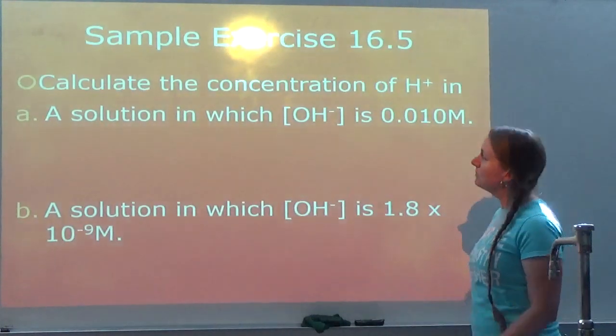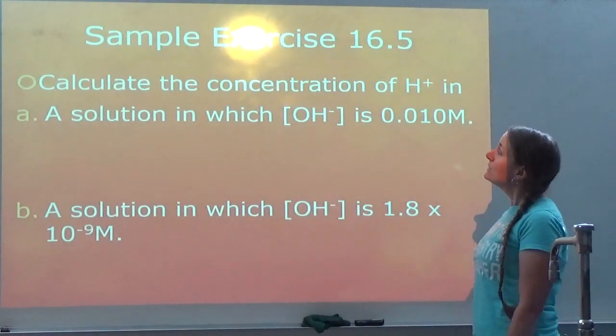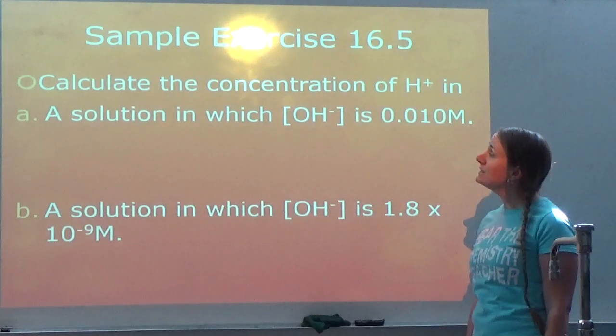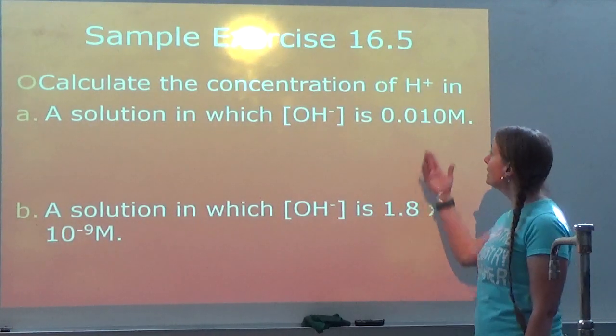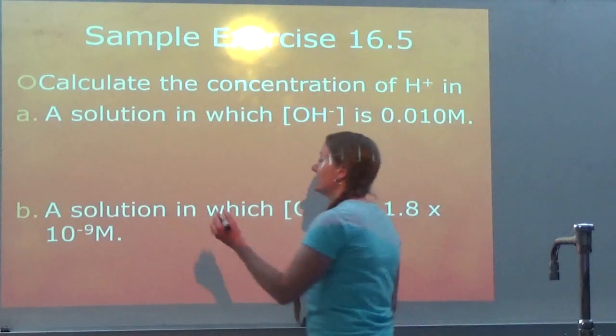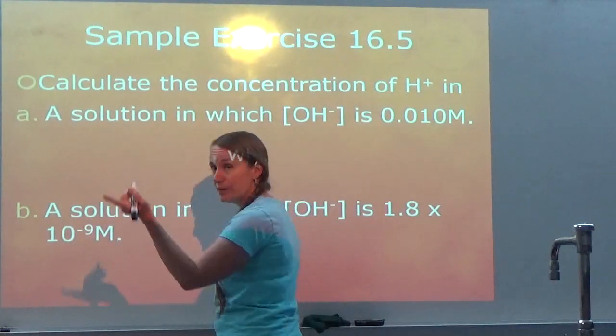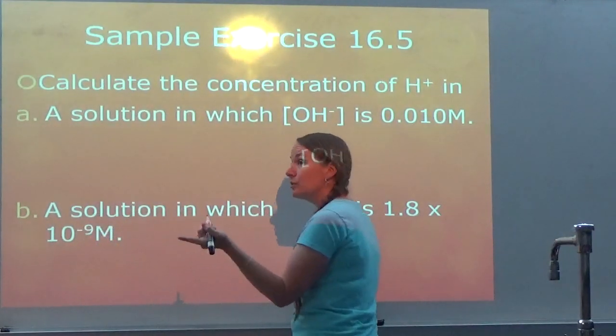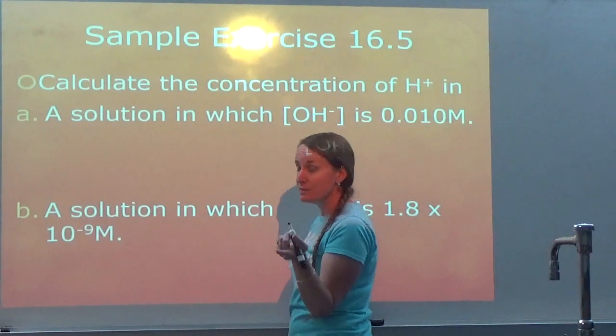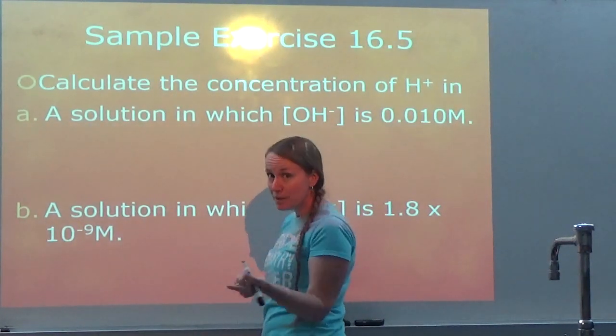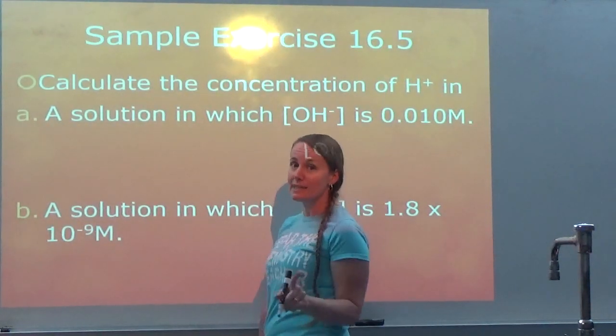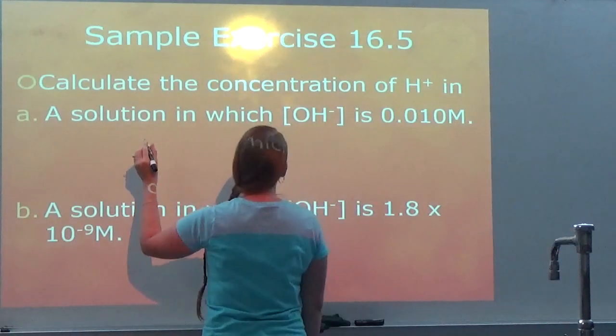All right, so next sample exercise. So it says calculate the concentration of H plus in a solution in which OH minus is 0.01 molar. Okay, so y'all, we are not going to sit there and keep rearranging the formulas. You know the formula is H plus times OH minus equals 1 times 10 to the negative 14. So I'm just going to put up the formula and plug in all at the same time. We don't have time for basic algebra here.